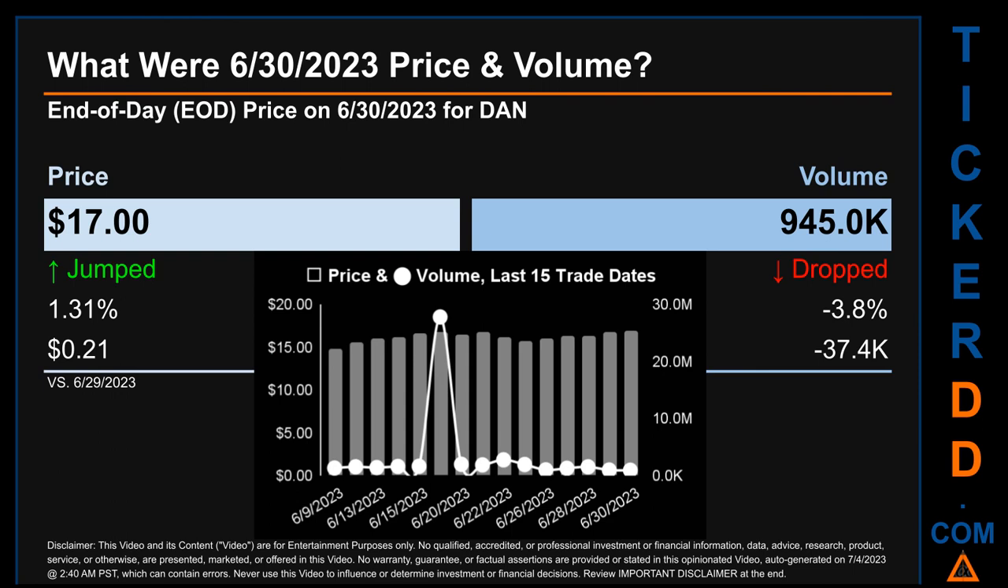Across a range of $2.11, the max and minimum end-of-day price were respectively 17 and 14.89. Volume saw a range of 26.9 million, from a day low of 945,000 to a day high of 27.8 million.